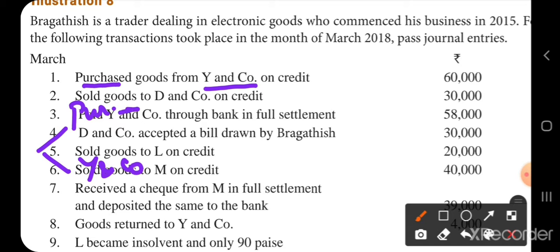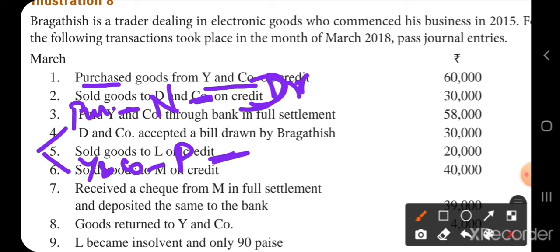What is the nature of account for purchase? You can take it as either a nominal account, or if it is goods, you can take it as a real account. Here, since purchase is an expense, I am taking it as a nominal account, and YN company is a personal account. The third step is to apply the rule for nominal account and personal account. What is the rule for nominal account? Debit all expenses and losses, credit all incomes and gains. Purchase is an expense for the business, so debit purchase.